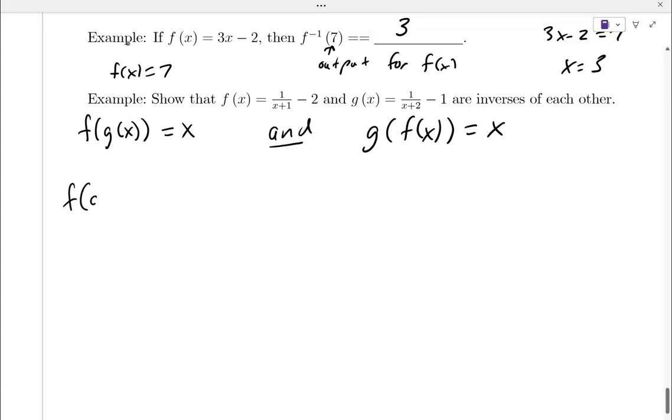What is this? If I want to do f of g of x, what do we do first? Yeah, we replace the g of x with what it is, right? So it wants us to do f of 1 over x plus 2 minus 1. And then what do we do with this? Yeah, plug it in for the x into f of x, all right?